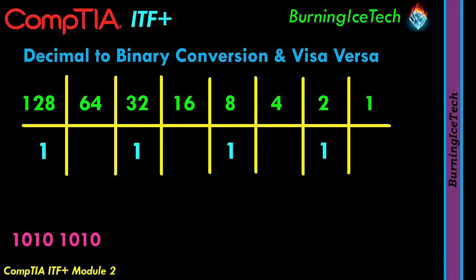Okay, so now that we've got all the 1s in this table, you're specifically going to go look for how many 1s there are, where they are, and you're only going to add those to the table.